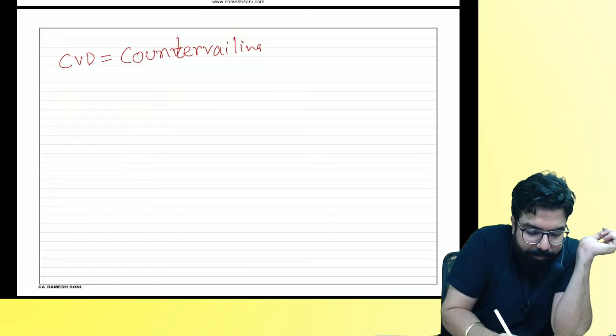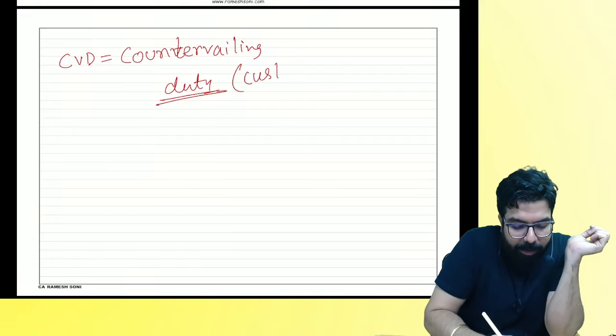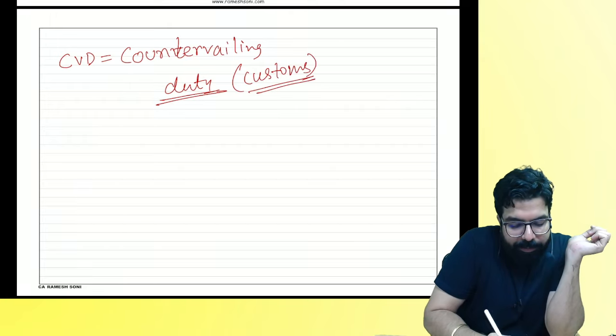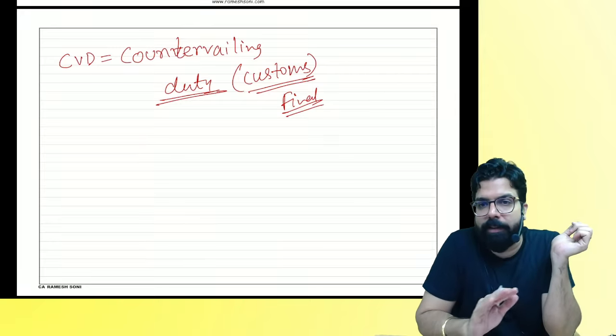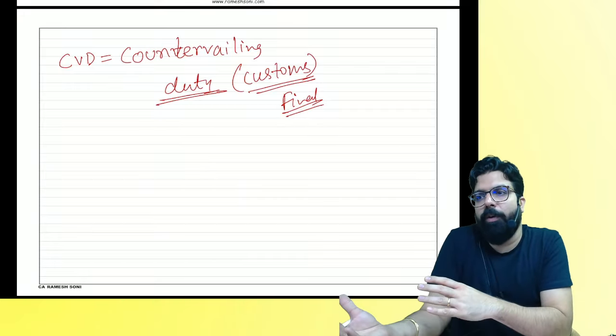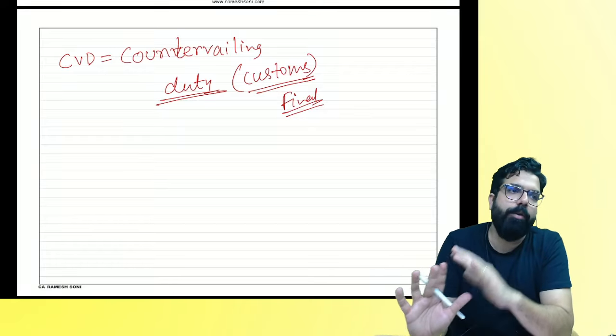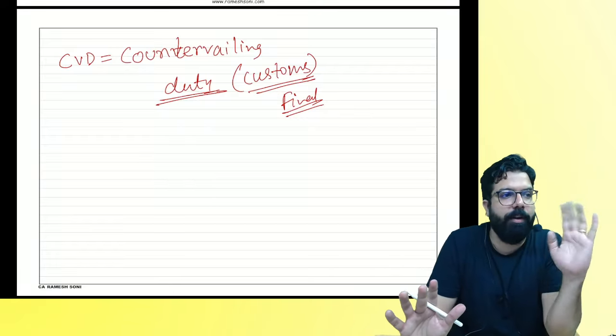Countervailing duty and special countervailing duty. It is actually charged under customs, and customs is a part of CA final. So as of now, we will not discuss countervailing duty. You can just remember countervailing duty and special countervailing duty. Explanation and understanding we will do in CA final. If I start explaining now, half an hour will go unnecessarily, and it is not required.